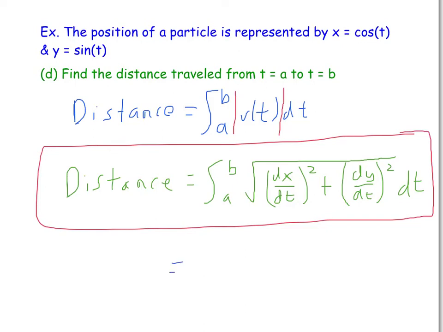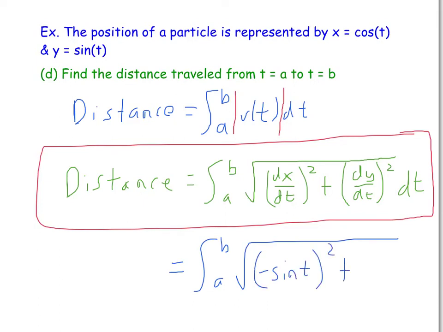So in the example that we have here, the distance traveled by our particle from time A to time B should be a definite integral from A to B of the square root of the x component of velocity, which was negative sine t, and we have to square that, plus the y component of velocity, which is cosine t, and we'd have to square that. And this would be your distance traveled.